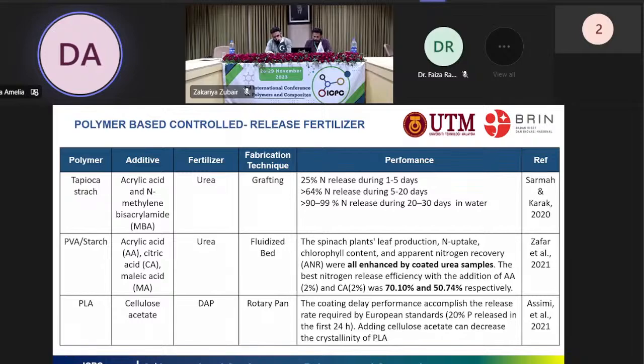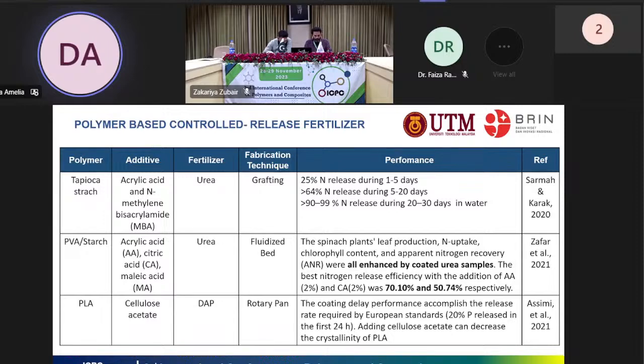And the second is Zafar, using polyvinyl alcohol with starch with additive acrylic acid, citric acid, and malic acid. Fabrication technique is fluidized bed. And then the performance is that the spinach plant leaf production, chlorophyll content uptake, and apparent nitrogen recovery were all improved by the coated urea sample. And the Asimi using PLA with additive cellulose acetate.